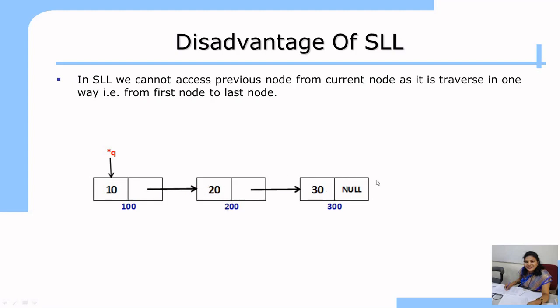It is overcome by the circular linked list, by storing the address of the first node here, making a circular path. That is what we are going to cover in the next video lecture.